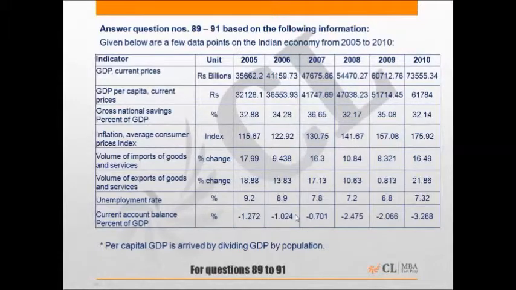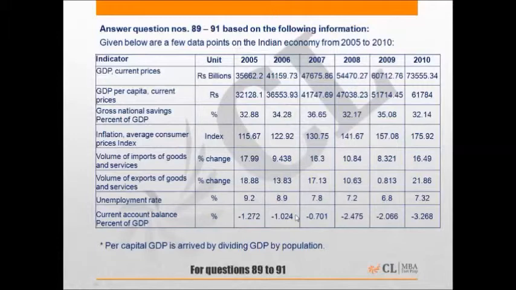Given below are a few data points on the Indian economy from 2005 to 2010. We can check the given indicators in the table like GDP at current price in 2005 was 35,662.2 billion rupees and GDP per capita current prices in 2005 was 128.1 rupees, and it is also known that per capita GDP is arrived at by dividing GDP by population.